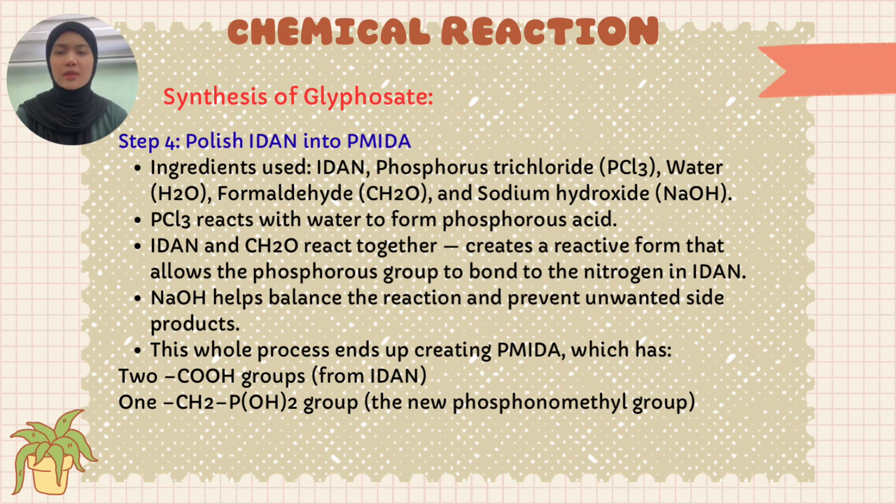In this step, PCl3 will react with water to form phosphorous acid. Then iminodiacetonitrile and formaldehyde will react together, which creates a reactive form that allows the phosphorus group to bond with nitrogen. There is also sodium hydroxide, which helps to balance the reaction and prevent unwanted side products. This whole process ends up creating PMIDA.